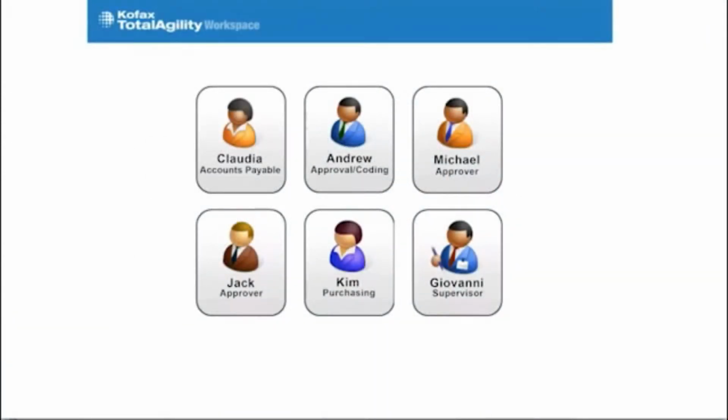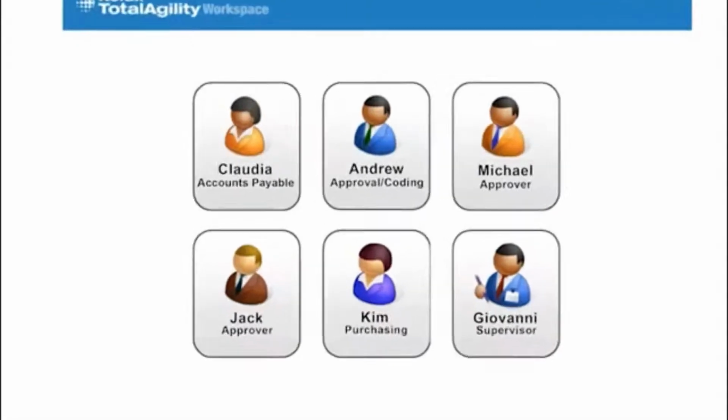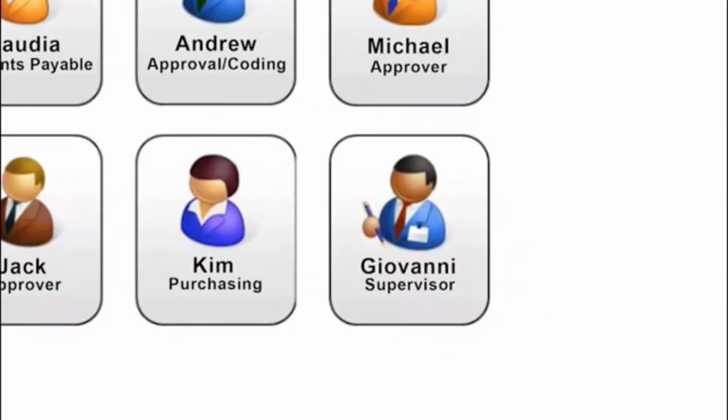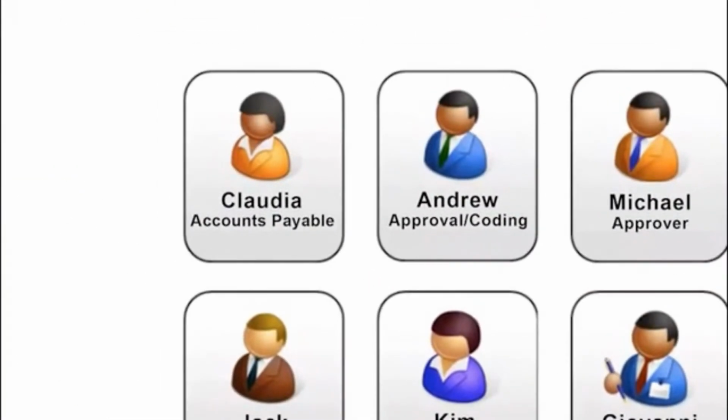Here you can see the different members of the accounts processing department. Claudia handles the incoming invoices and data entry. Giovanni is her supervisor and handles out-of-order invoices, and Giovanni approves low-cost invoices. Claudia is an accounts payable user.